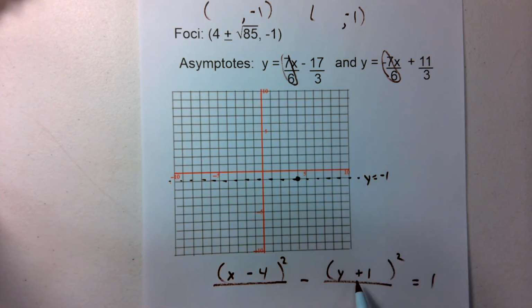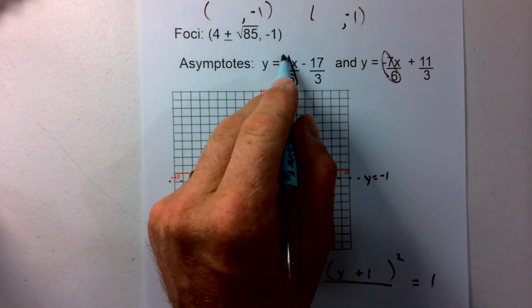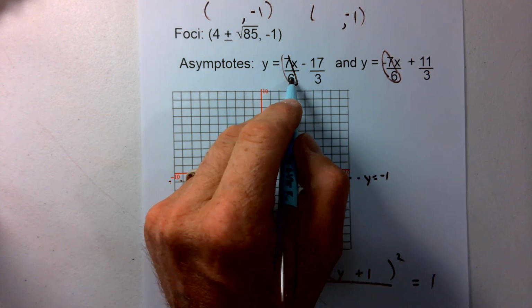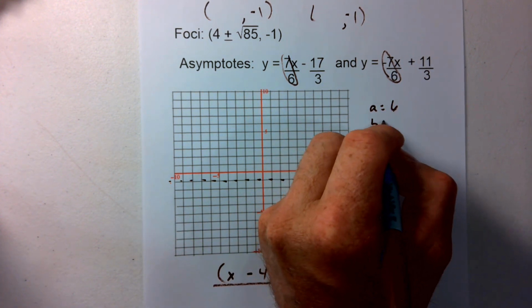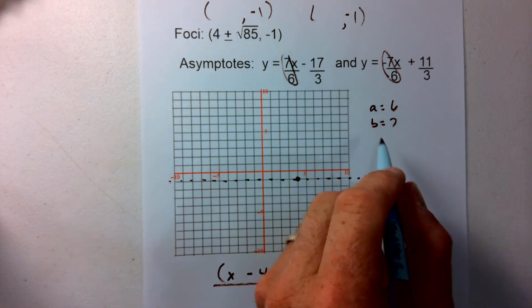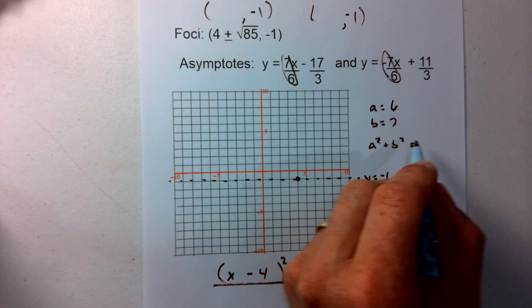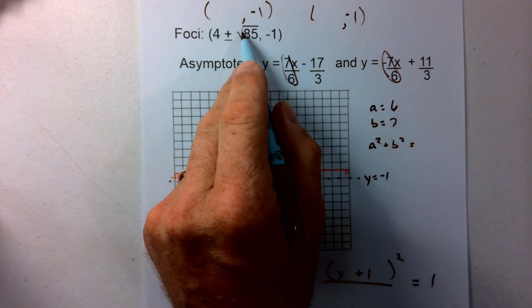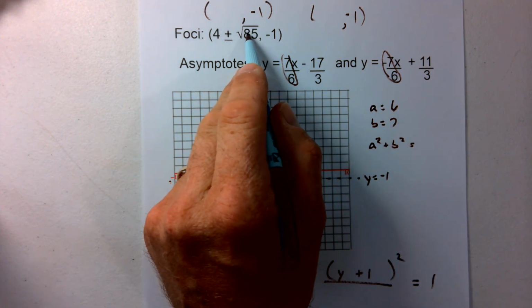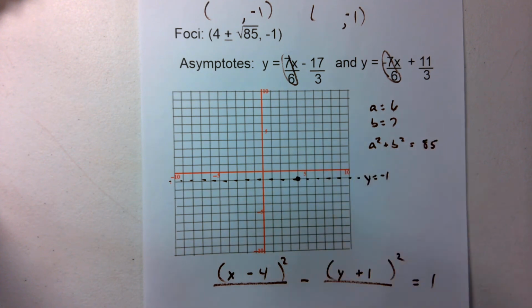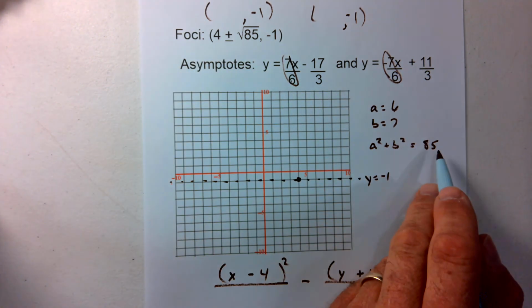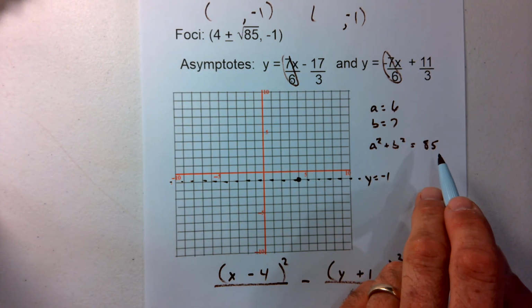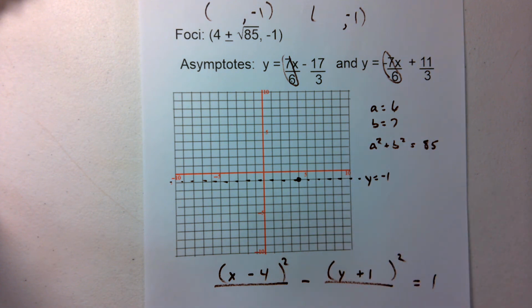Since I have my b values under my y, I know my b is going to be 7, and my a value is going to be 6. But we have to be careful with this because we know that a squared plus b squared has to equal our c squared. Our c value is what's over here. If I square that, I get 85. So I have to have a ratio between the squares of 7 and 6 to get those squares added together to give me 85. Well, what's that going to look like?